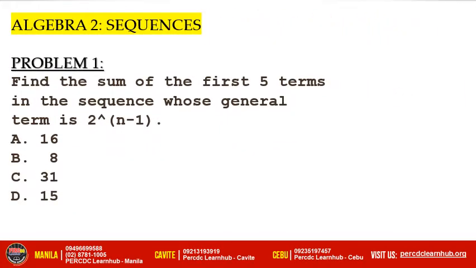So problem number 1 with the sequences. Find the sum of the first 5 terms in the sequence whose general term is 2 raised to n minus 1. With this problem, we will use a calculator in order for us to solve the sum of the first 5 terms.